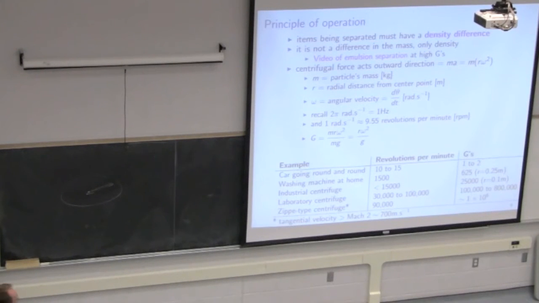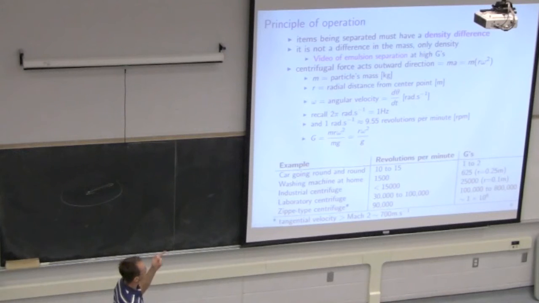When you're rotating it around like that, those two forces are in balance, which is why the particle goes around in a circle and stays at that radius. So it's the same principle here. We're going to take a particle and apply the centrifugal force to it.